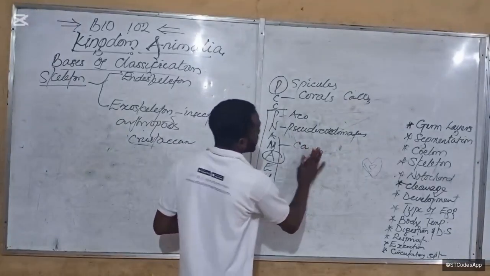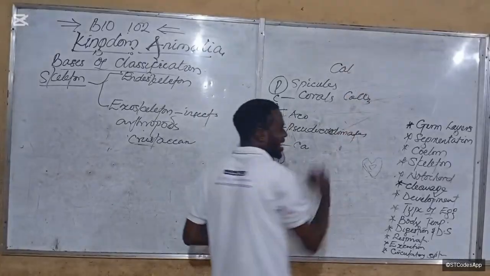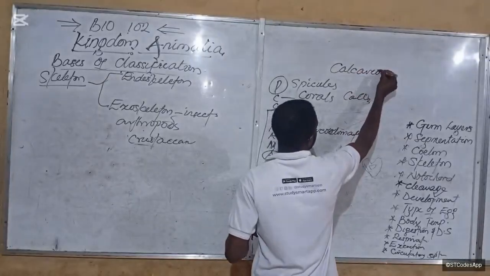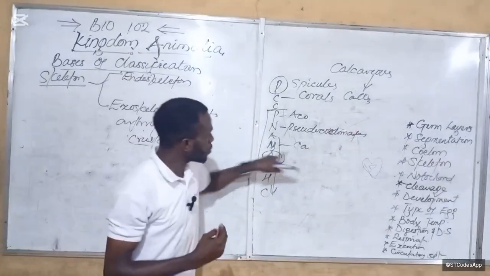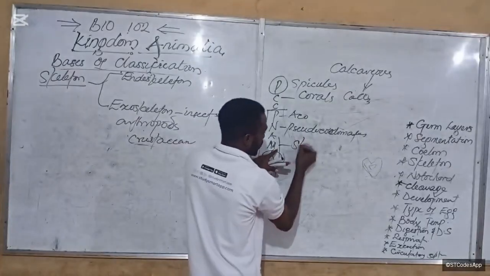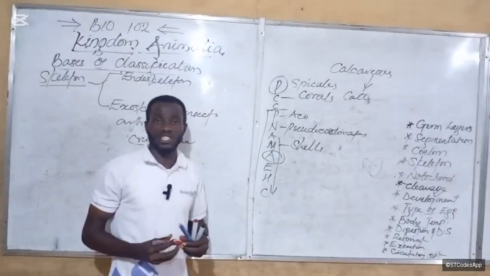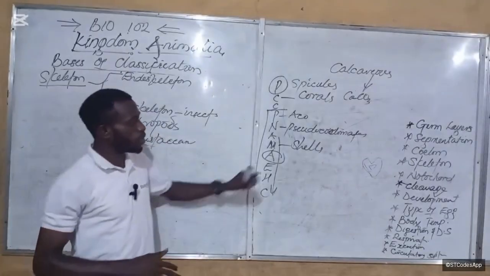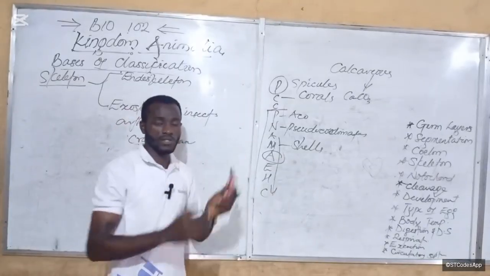Calcareous. Yes, this is also calcareous. Is that clear? That's the pronunciation. The word calcareous means having to do with CaCO3. So mollusks also have exoskeleton in form of shells. Is that clear? Not all mollusks. Some have their shells reduced, some have it internally. But snails, as we know them, have calcareous exoskeleton.